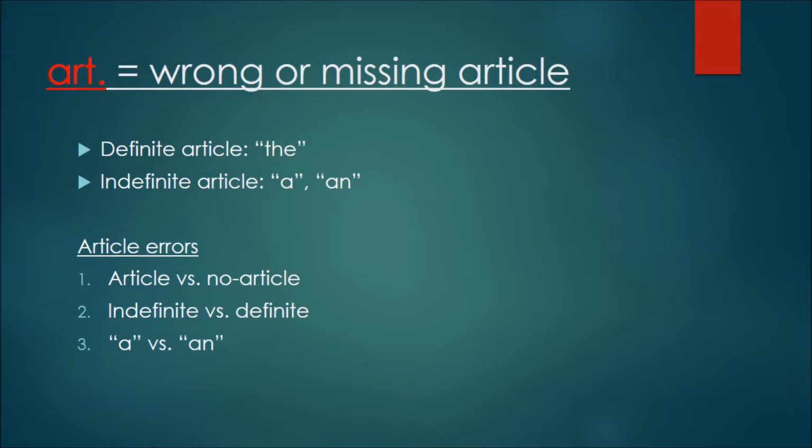Now the only error here that's not likely to be identified with this particular code is when you have used an article where there is not supposed to be one. In that case, your teacher is likely to just use the code that represents that a word needs to be taken out. But otherwise, for these others, you will have to use your knowledge of how the articles work to be able to make the appropriate correction. So I'll give you an example.